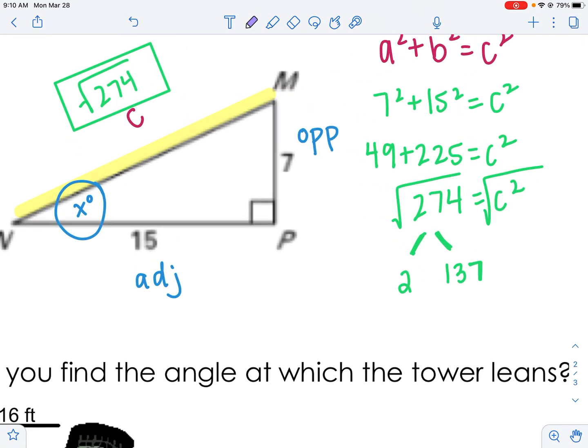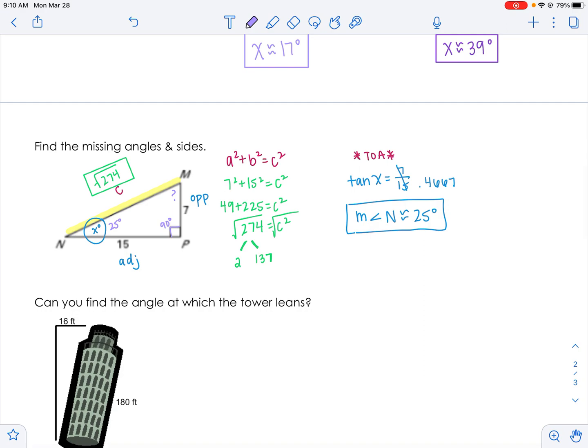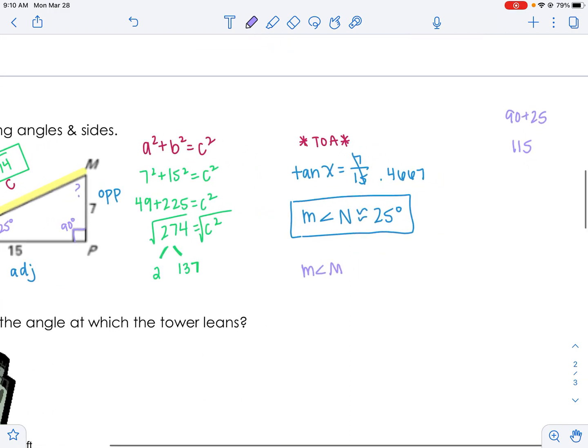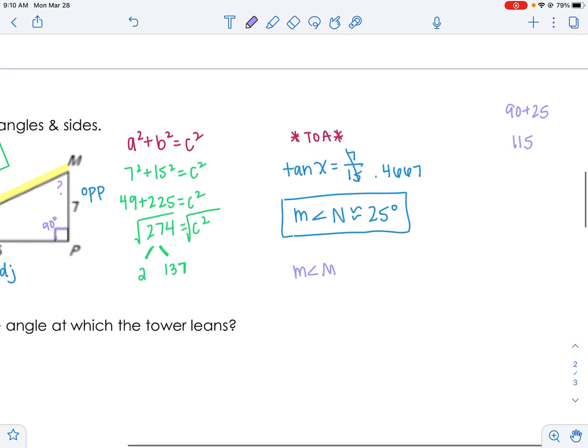Okay, now I found this missing angle. I found that missing side. The only thing that I'm missing now is angle M. Well, if I know that this is 90, and I know that this is 25, and I remember that a triangle adds up to 180, all that I'm going to do is add 90 and 25, which is 115, and then subtract that from 180, and that's going to give you the answer. So I'm going to give you a minute to do that.